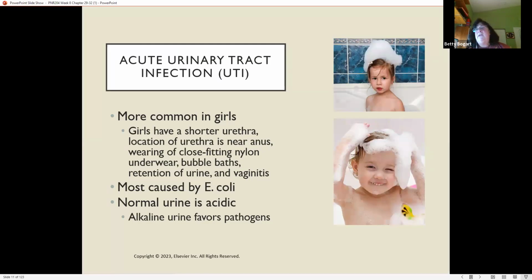Now, urinary tract infections are very common in girls and in young boys who are uncircumcised, less than 6 months old, usually they say.